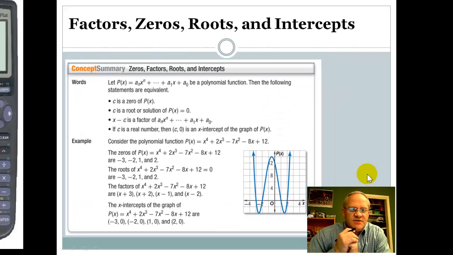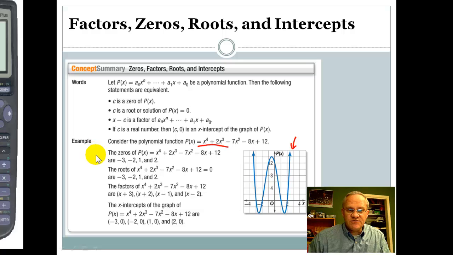All right, let's take a look here at all of this crazy stuff. It looks like a lot to talk about, but really this is pretty simple. This is the equation or the function that we're given, and of course this is our graph, and we're talking about roots, zeros, intercepts, and factors.